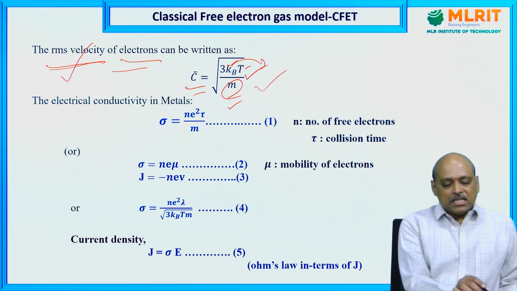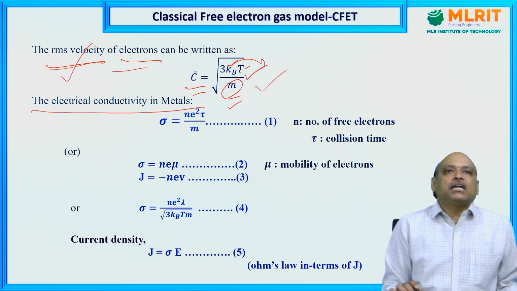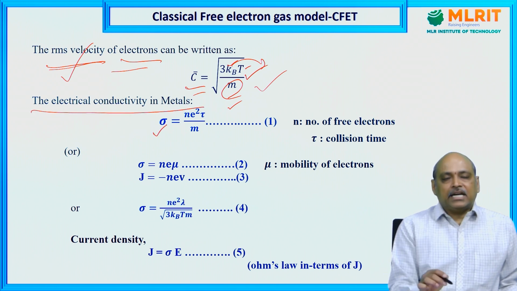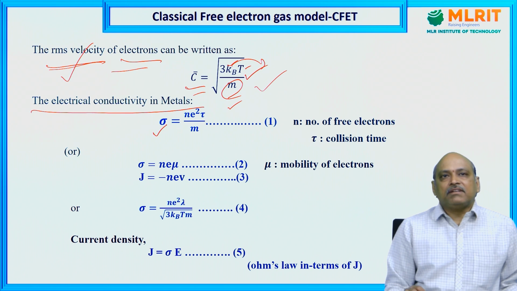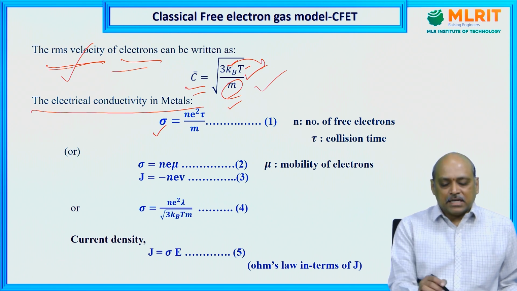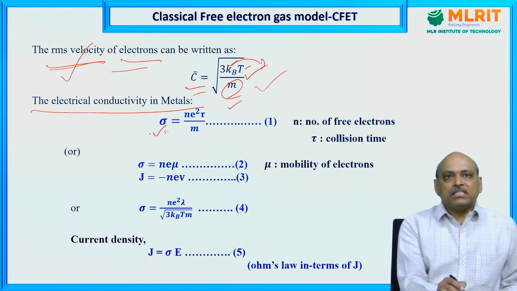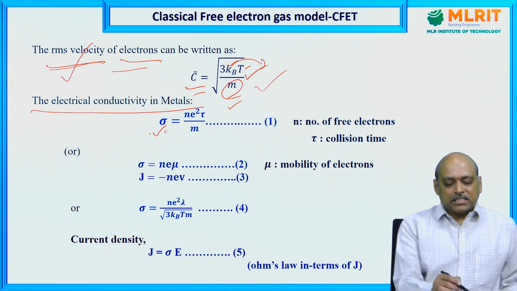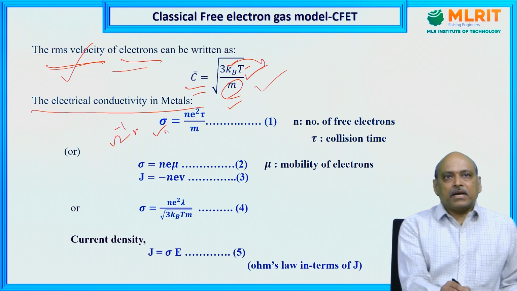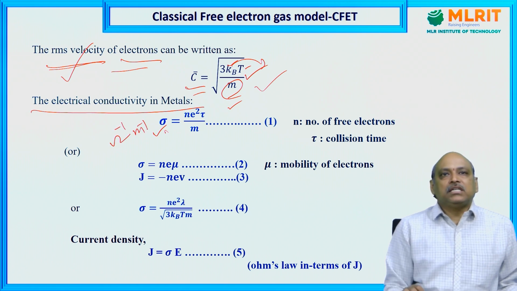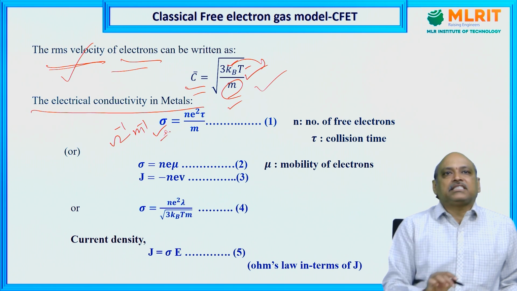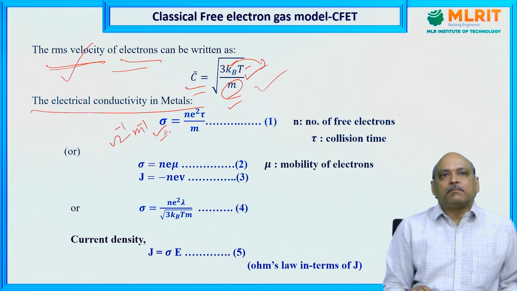Now, the second equation is very, very important. According to this theory, the electrical conductivity is represented by the symbol sigma. The units of electrical conductivity sigma are per ohm per meter.